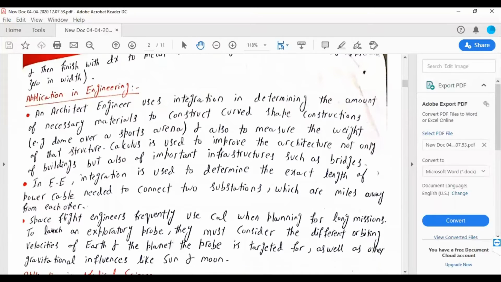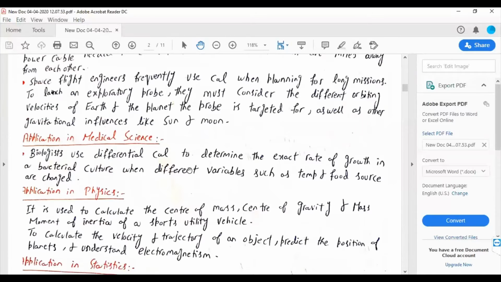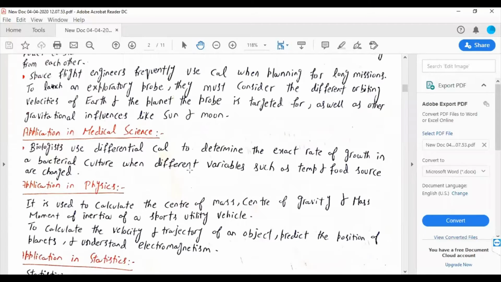Basically, there are a lot of applications of integration in engineering. For example, electrical engineers use integration to determine the exact length of power cables needed to connect two substations which are miles away from each other. It's also used in medical sciences. Biologists use differential calculus to determine the exact rate of growth in a bacterial culture when different variables such as temperature and food sources are changed.